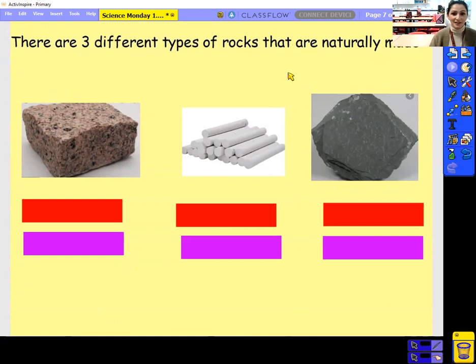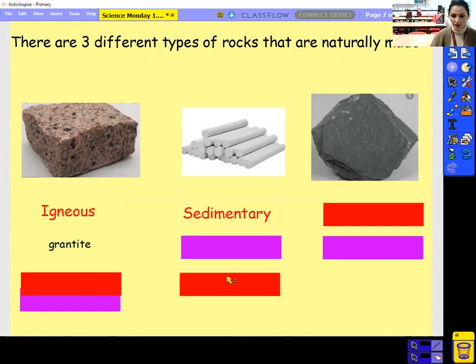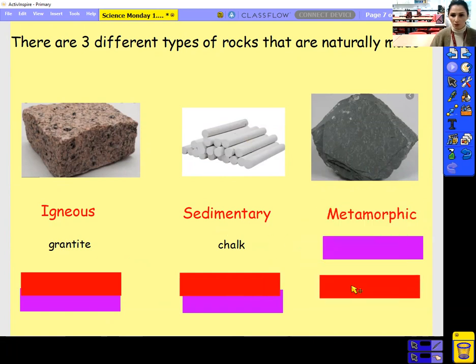So there are 3 different types of rocks that are naturally made. So we've got the word igneous. I wonder if you can say that, igneous rock. Now, igneous rocks are usually something like granite. So granite is a type of igneous rock. We have another type of rock, which is sedimentary. Sedimentary, can you say that? Sedimentary. And this tends to be rocks like chalk. Okay, we'll be going into that a bit more later. And then we have rocks that are called metamorphic. Metamorphic. And these are rocks like slate.